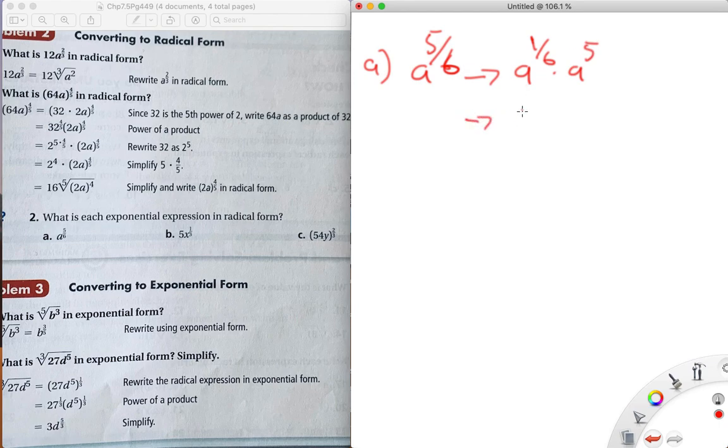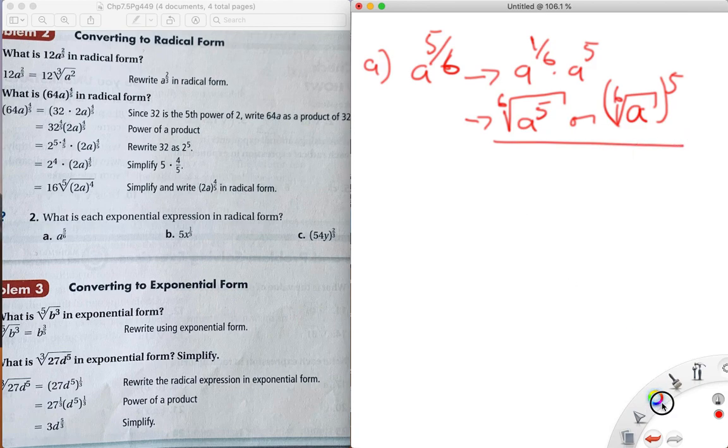So then I can do it 2 ways. I usually like to do the power inside the radical, but you can do it either way. Either way is fine. Both of these answers are correct.